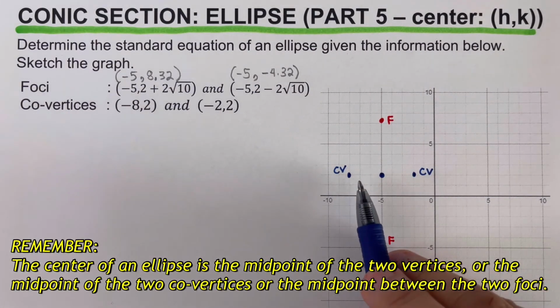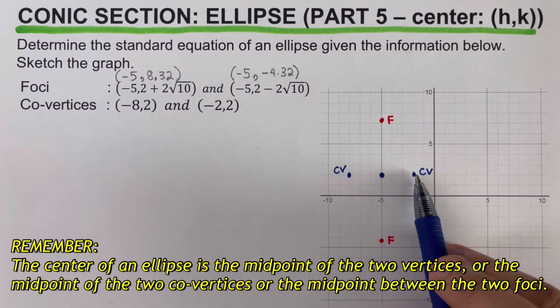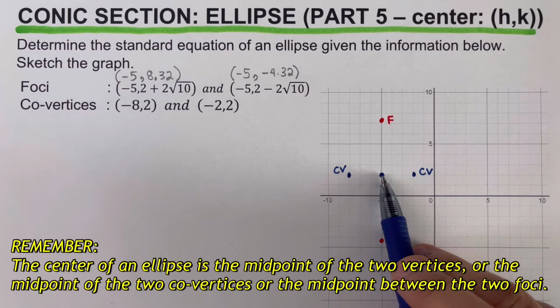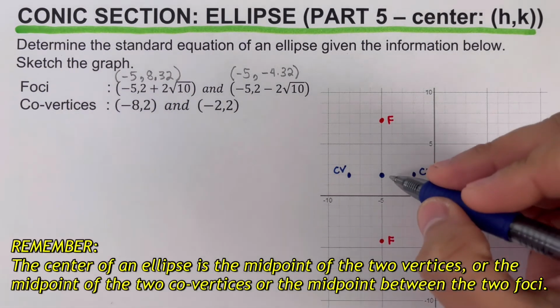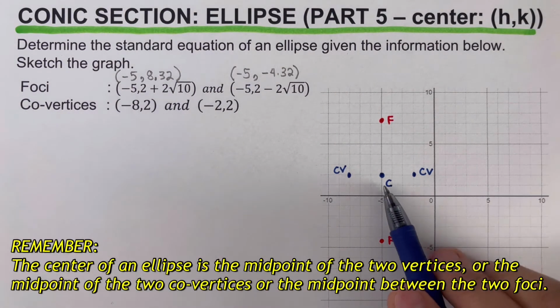count it. If we count the distance between the two co-vertices, 1, 2, 3, 4, 5, 6, divided by 2, that's 3. So we go 1, 2, 3. That's where the center is. I'm going to label this as the center right there. So we can go ahead and say that our center is located at (-5, 2).